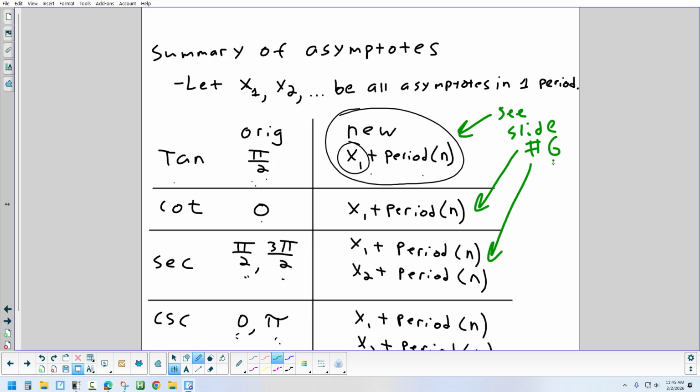This is all slide 6. Difference with secant and cosecant is you got to do it twice because there's two asymptotes. Tangent and cotangent, just once.